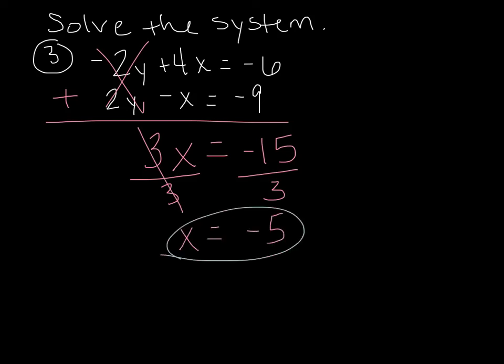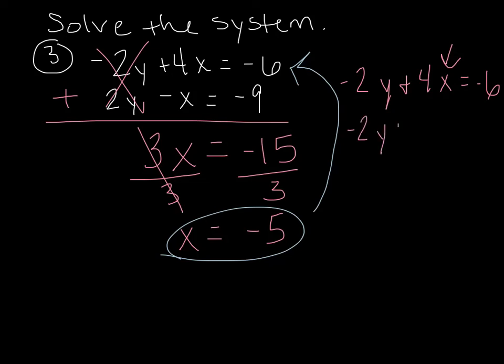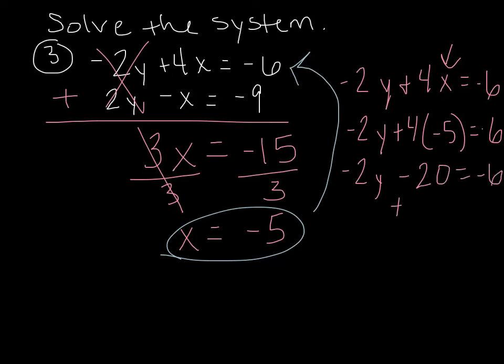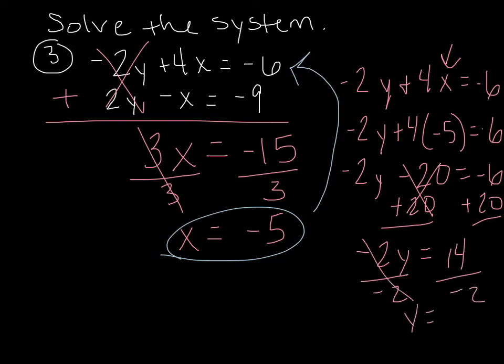Okay, I got my x value. Now what I need to do is plug that back in. I put it into either equation. Doesn't matter, I'm going to put it in the top equation. So you get negative 2y plus 4x equals negative 6. I'm going to replace the x. I'm going to plug negative 5 in there. So this is negative 2y plus 4 times negative 5 equals negative 6. So negative 2y, 4 times negative 5 is negative 20, equals negative 6. Add 20 to both sides. You get negative 2y equals negative 6 plus 20 is 14. Divide by negative 2. And y equals negative 7.